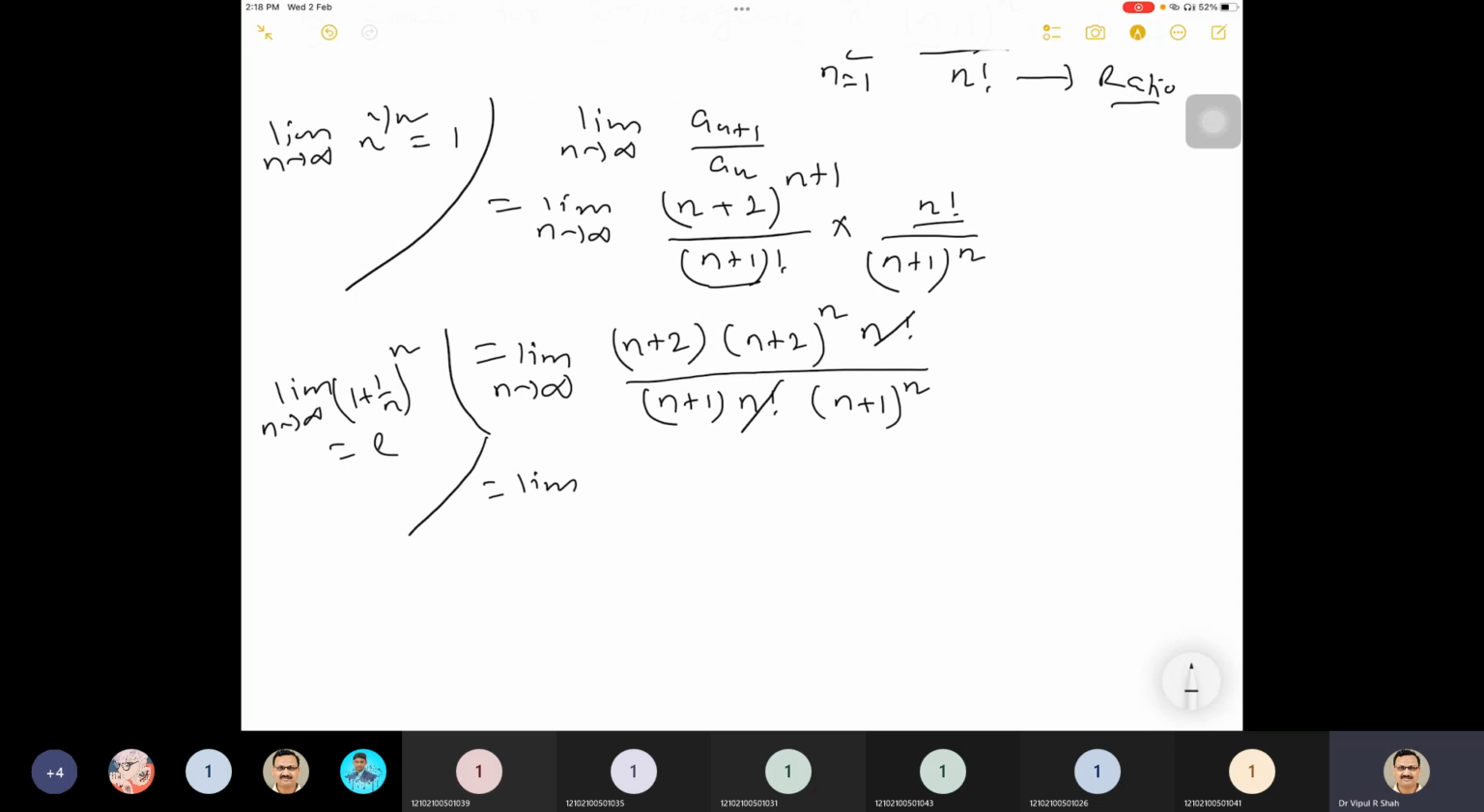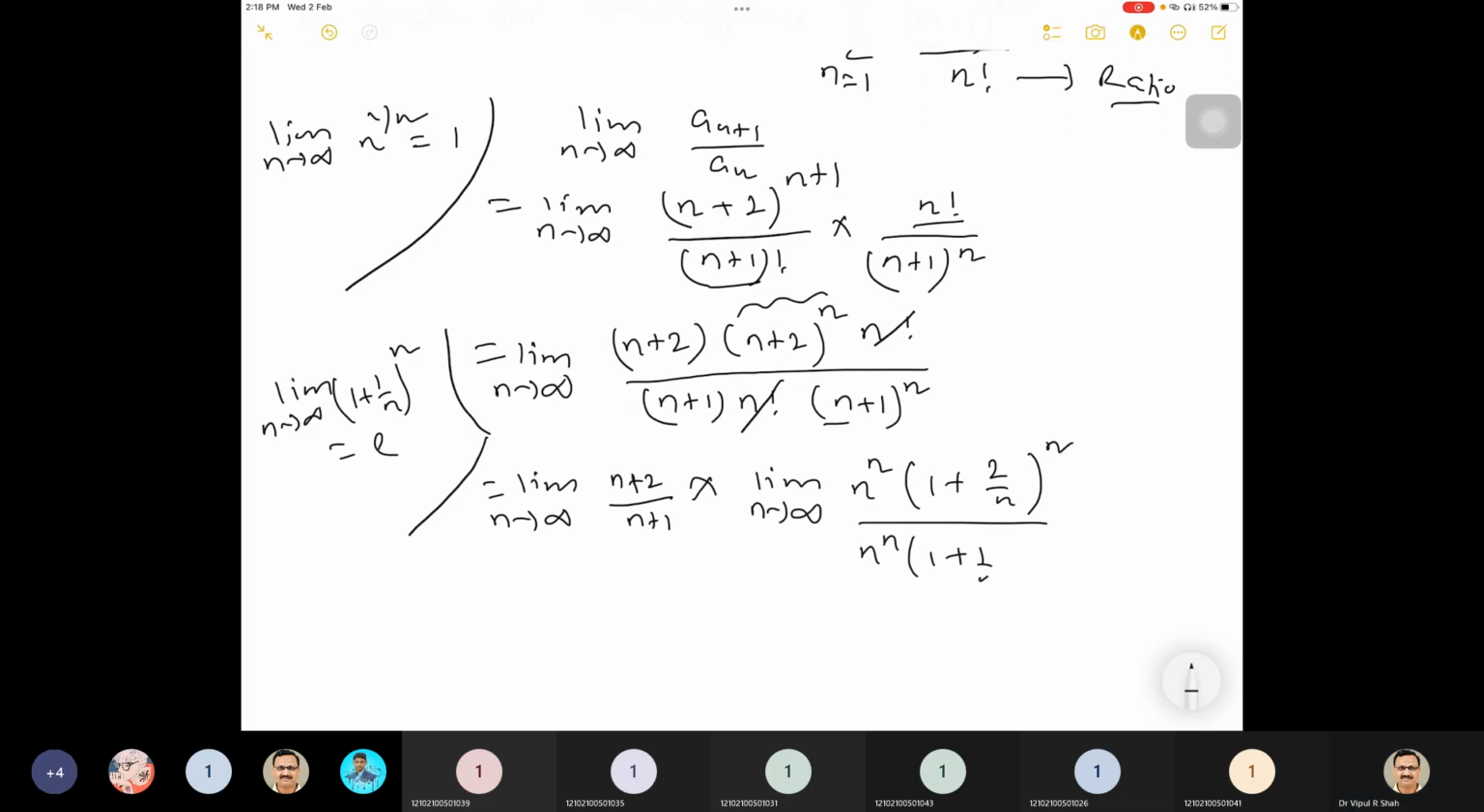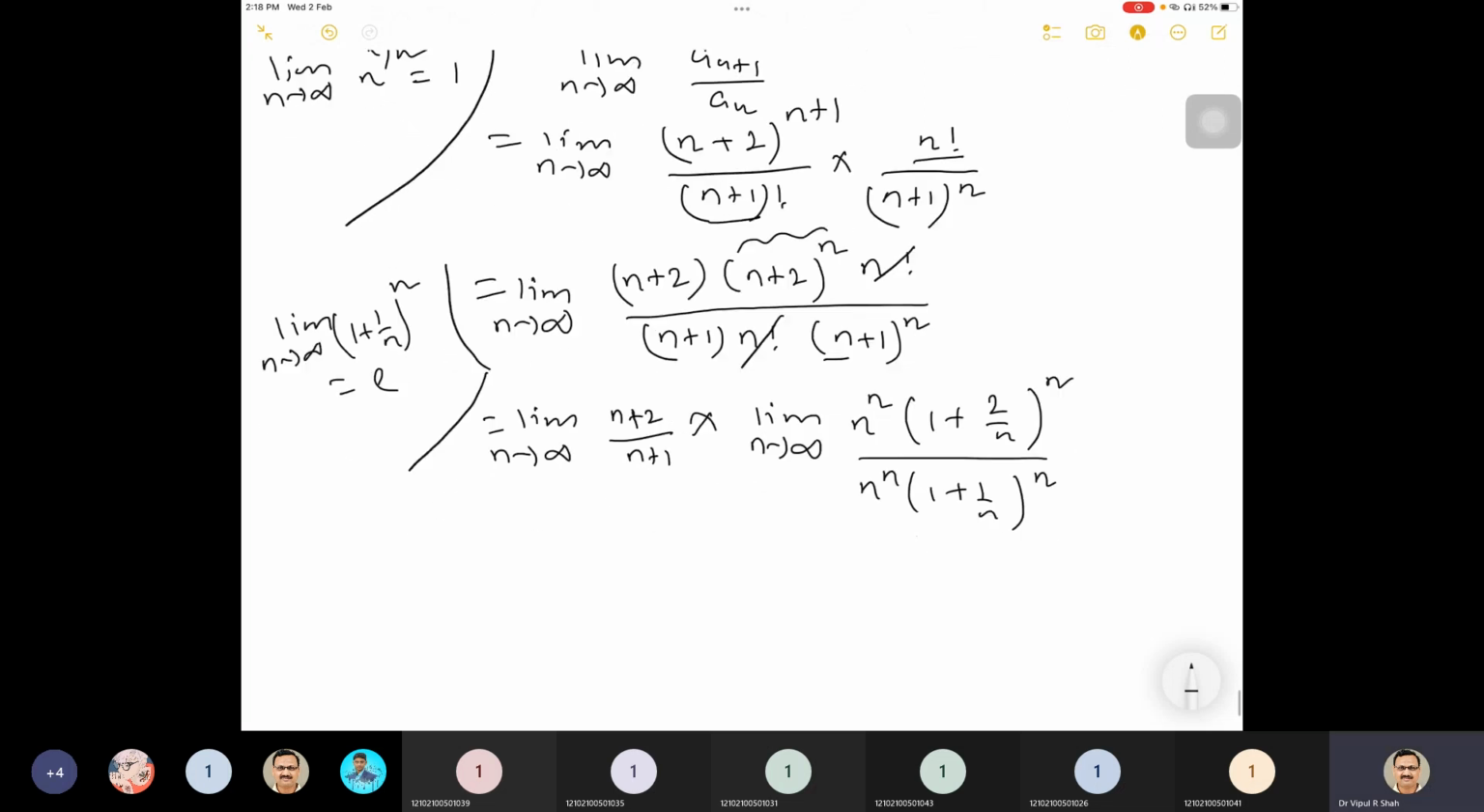One more thing is that this is equal to limit n tends to infinity (n plus 2) upon (n plus 1), into limit n tends to infinity. Let us take n outside. So n power n outside, (1 plus 2 by n) power n. Here also n outside, (1 plus 1 by n) power n. Agree or no?